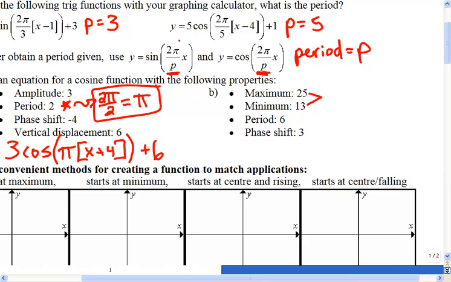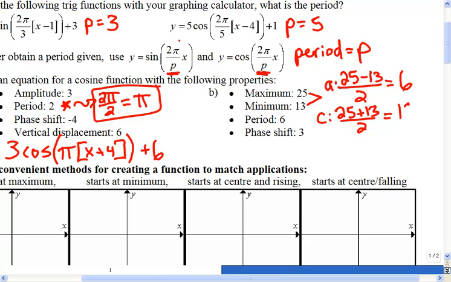So for example, if I know the maximum is 25 and the minimum is 13, the amplitude is going to be 25 minus 13 divided by 2, halfway between the minimum and maximum. So this will be 6. I also know that the center line is going to be 25 plus 13 divided by 2. So 38 divided by 2 is 19.